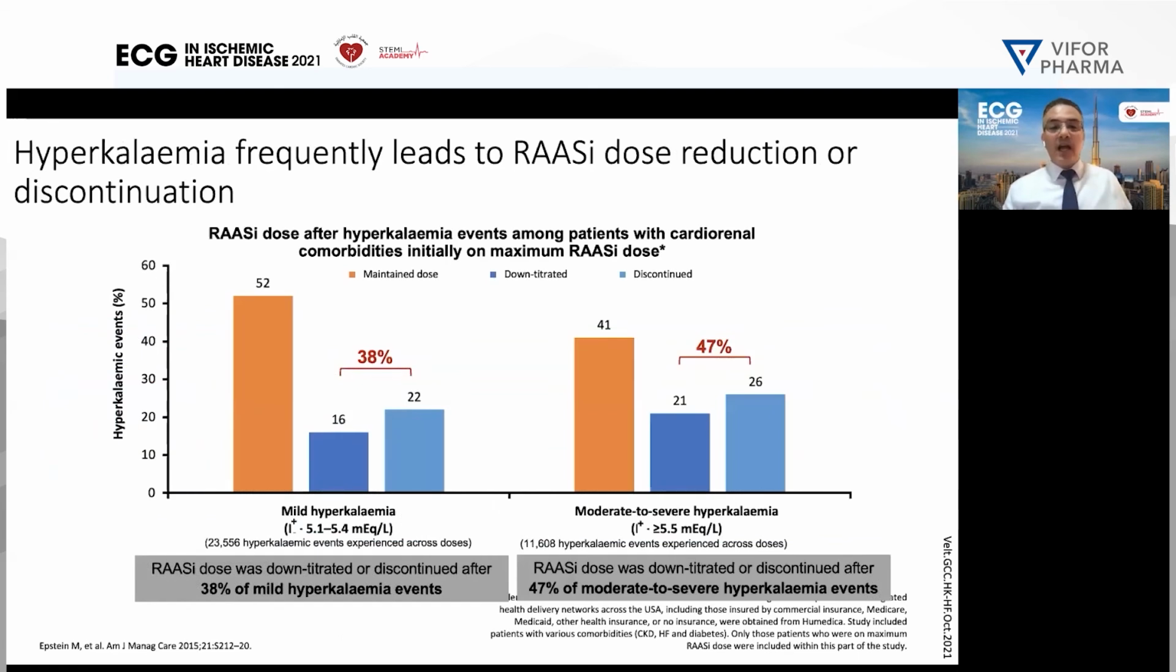In this slide, I want to show you how hyperkalemia will lead to a down titration of the RASi or dose reduction, or sometimes discontinuation. To the left of the screen, you can see those with mild hyperkalemia, their potassium level between 5.1 and 5.4, and to the right, those with moderate to severe hyperkalemia. Over here, we can see that among those patients with cardiorenal comorbidities on a maximal tolerated RASi dose, 38% of them got mild hyperkalemia. And 47% of them got moderate to severe hyperkalemia, which led to down titration or discontinuation of the RAS inhibitors.